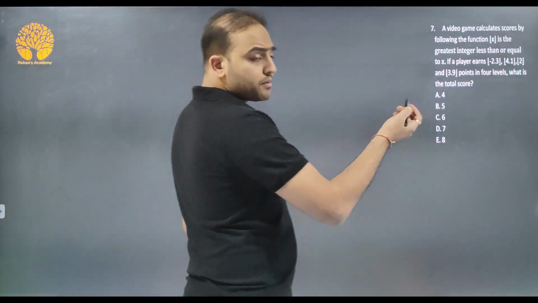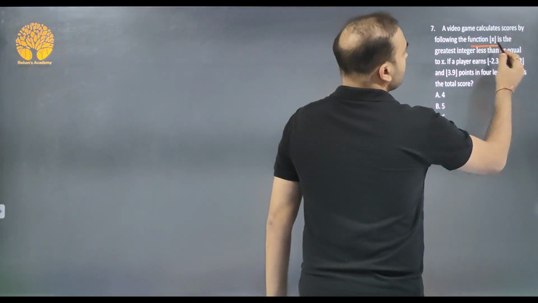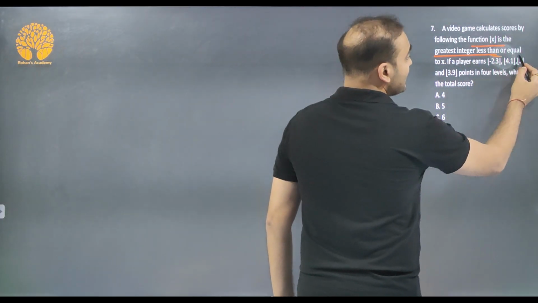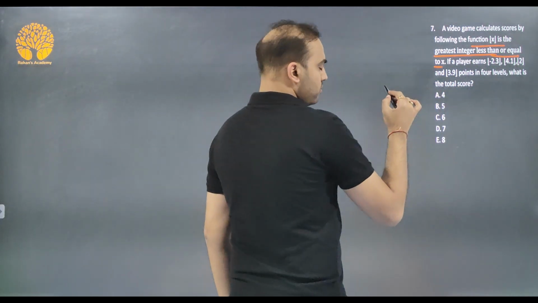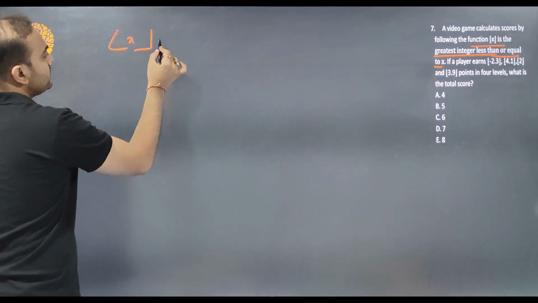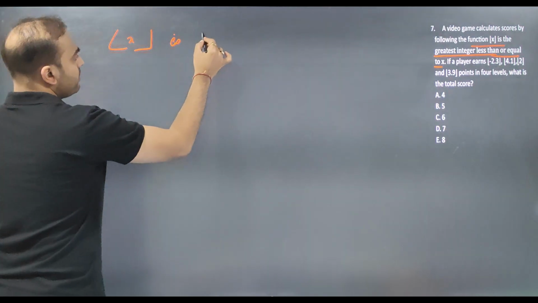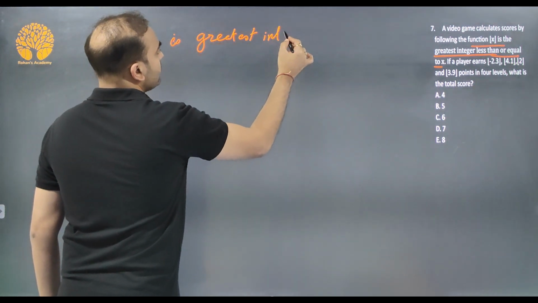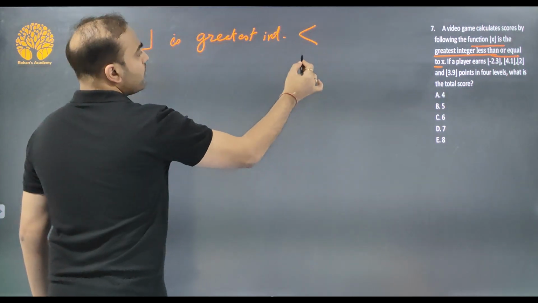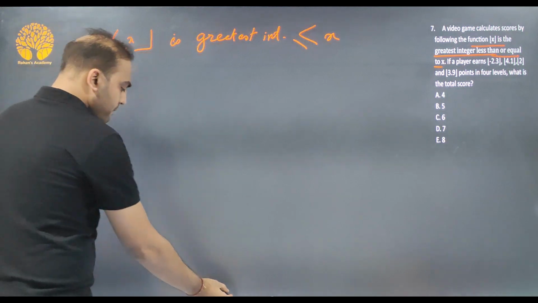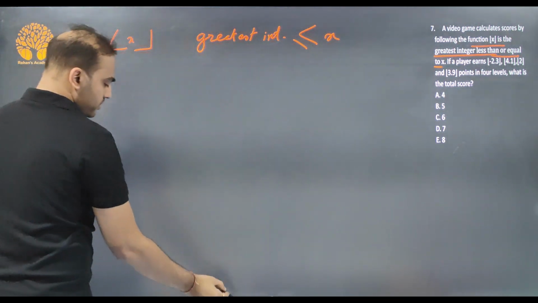Alright. This is similar to what we did just now. The function is greatest integer less than or equal to x. So what do we understand from the function? The function is greatest integer less than or equal to x. Again, I am replacing is by equal to.